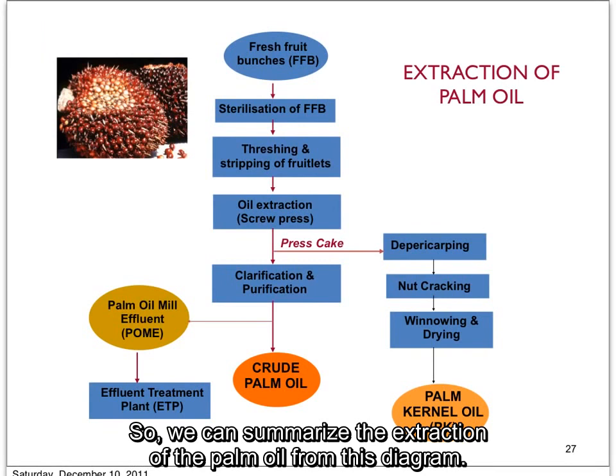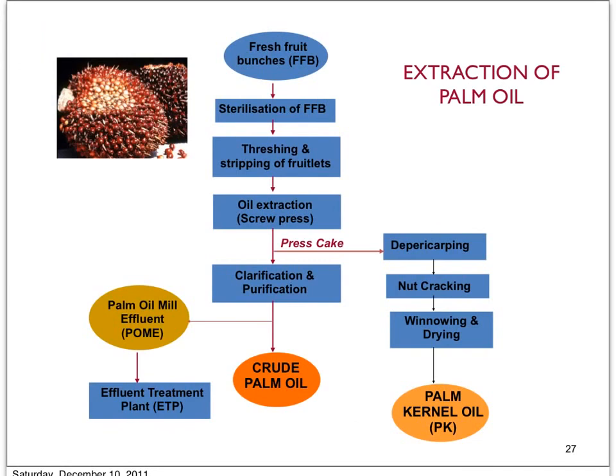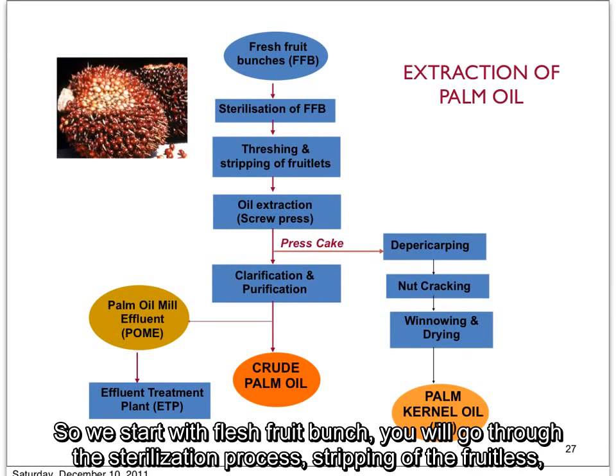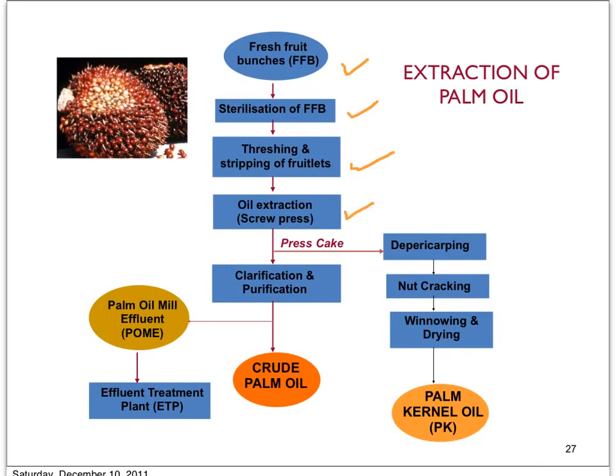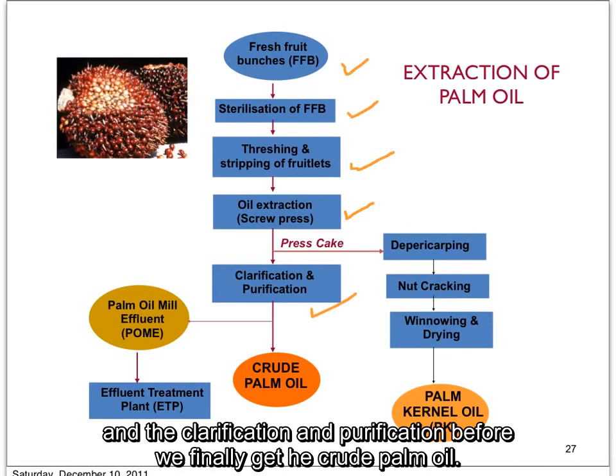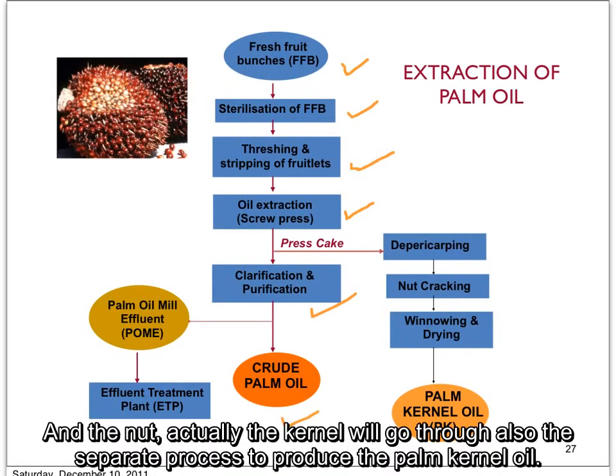So we can summarize the extraction of palm oil from this diagram. We start with fresh fruit bunch. It will go through the sterilization process, stripping of the fruitlets, then the extraction by using screw press, and the clarification and purification before finally we get the crude palm oil. And the kernel will go through also a separate process to produce the palm kernel oil.